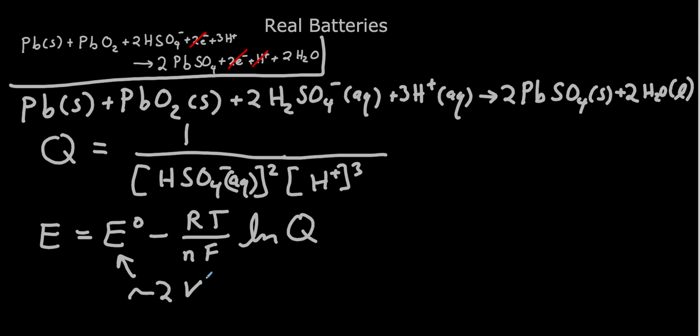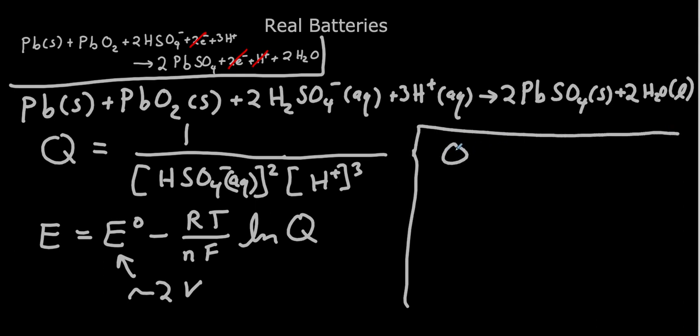Okay, so what happens to the voltage over time? Let's write Q as a function of t. We know over time we're going to create more products, and we're going to use up our reactants. So I want you to pause for a second and think about what's going to happen with Q over time. If it's going to go up, if it's going to go down, if it's going to stay the same. Pause the video and write down your answer.